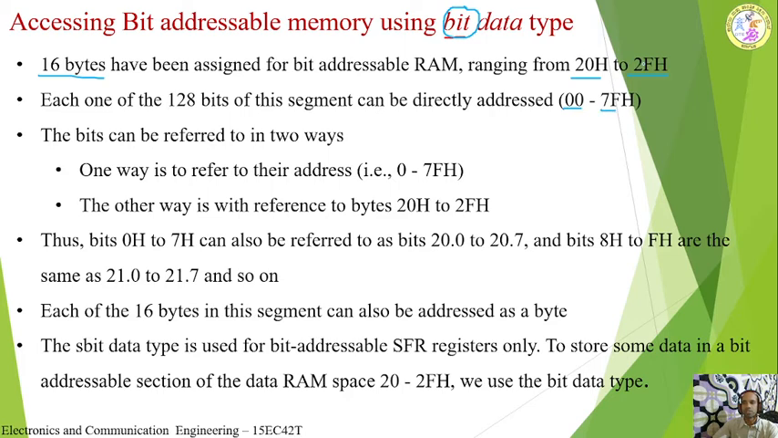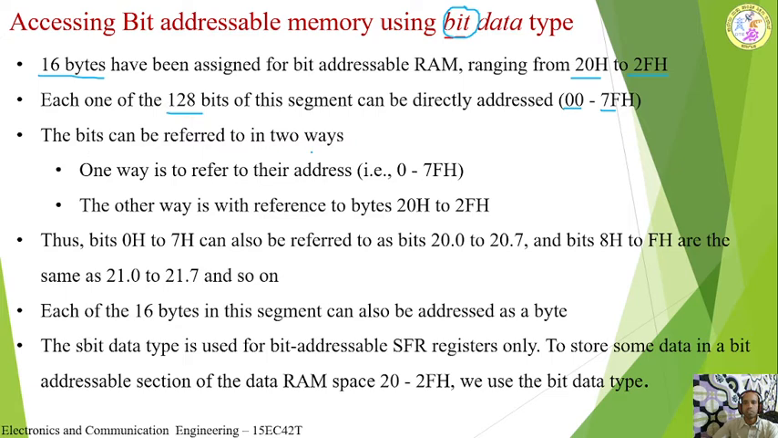So total how many do we have? 16. 16 multiplied by 8, that is nothing but 128 bits. 16 slots and each slot contains 8 bits. So it is 16 into 8, totally 128 bits. And what is the direct address of these bits? It is from 00 to 7F: 00, 01, 02, 03 and so on up to 7F. These are the direct addresses.